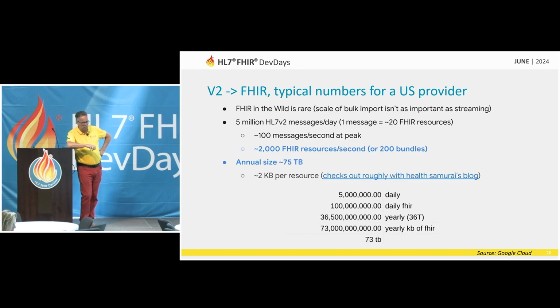So we're talking about, in terms of data size, as shown here, 73 terabytes per year. It's a sizable volume of messages and FHIR resources that we're talking about. So again, deduplication as early as possible in the pipeline is certainly advantageous, if only for performance reasons.